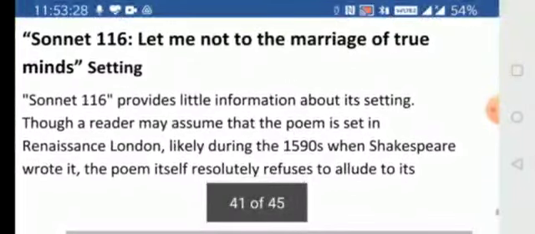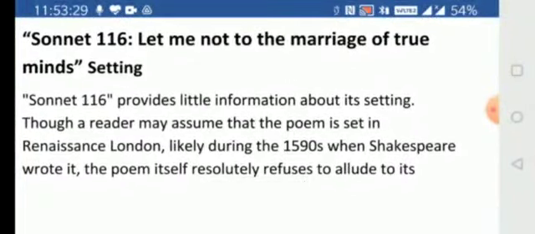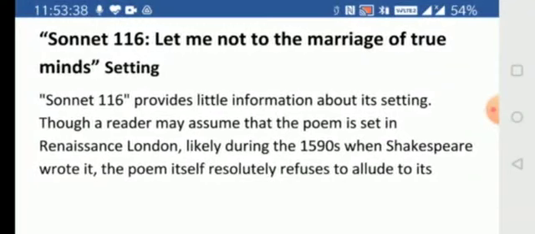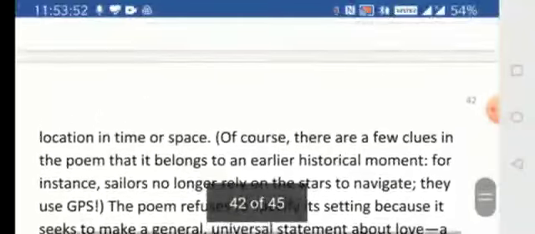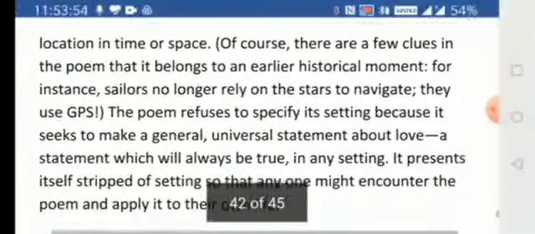The setting of the poem. Sonnet 116 provides little information about its setting. Though a reader may assume that the sonnet is set in Renaissance London, likely during the 1590s when Shakespeare wrote it, the poem itself resolutely refuses to allude to its location in time or space.